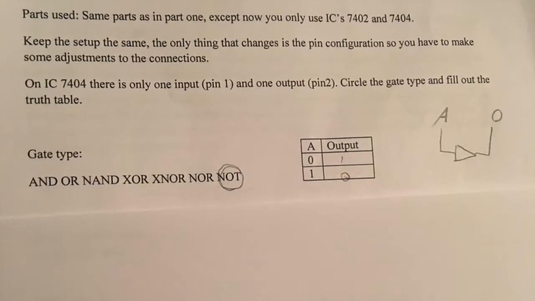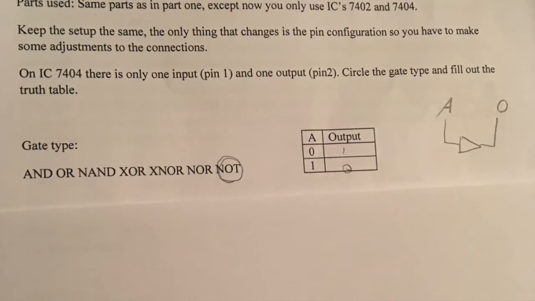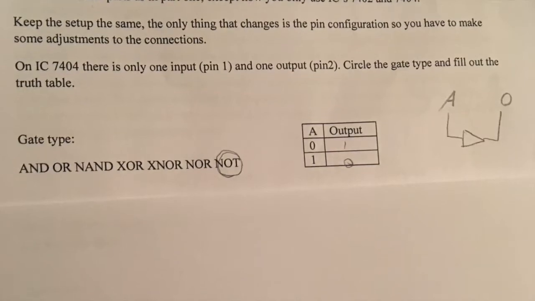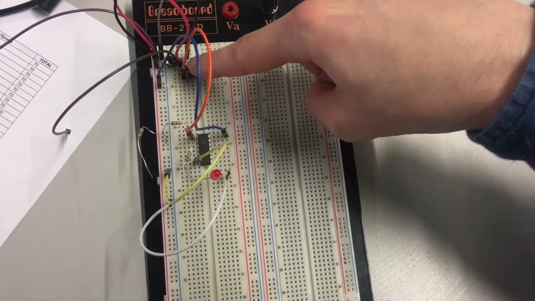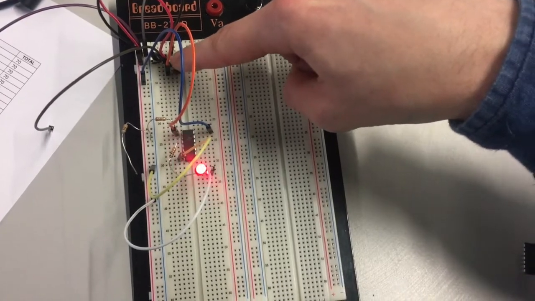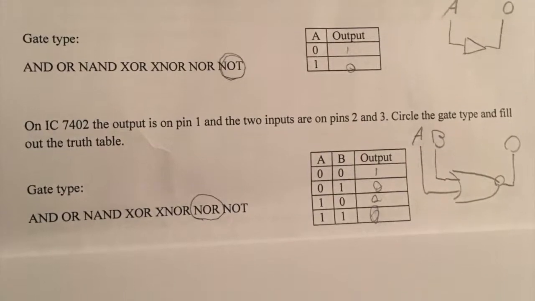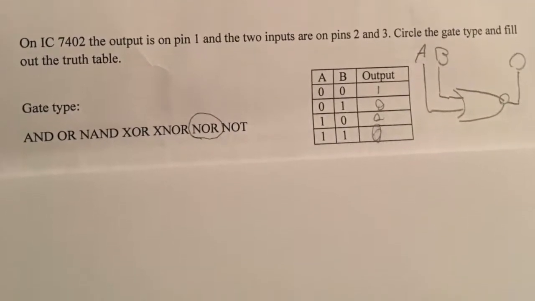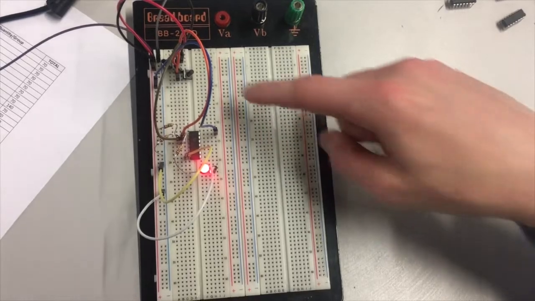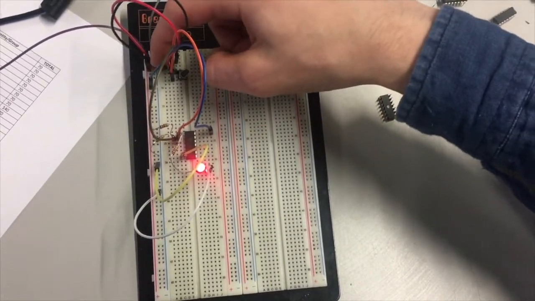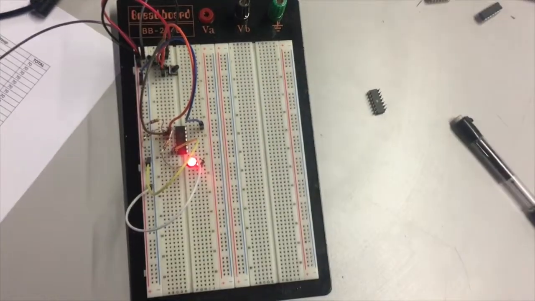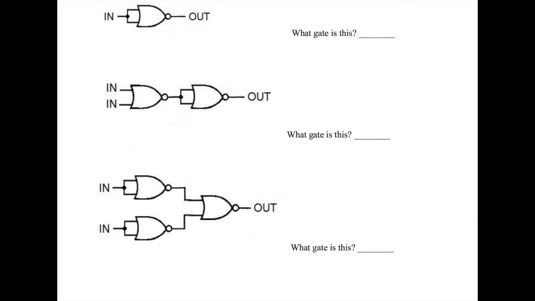We started with the 7404. From the truth table, it was clear that it was a NOT gate. A NOT gate produces a true output when its input is false and vice versa. Next up was the 7402, and from the truth table, it was clear it was a NOR gate. A NOR gate is the opposite of an OR gate, so it only produces a true output when both its inputs are false. In part 3, the purpose was to use an IC to connect logic gates in different ways to produce the function of other logic gates.